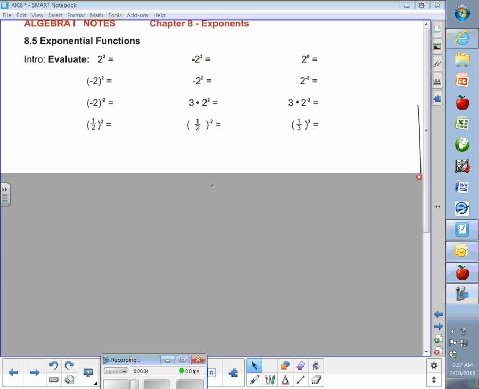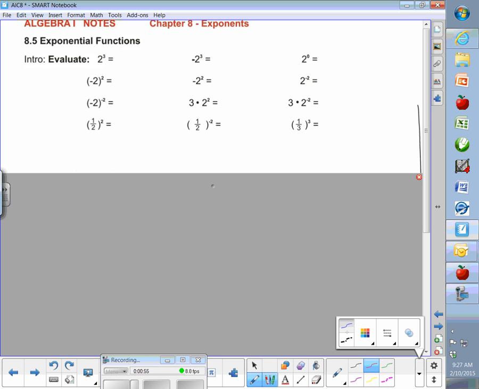To be ready to do exponential functions, we've got to make sure that we can handle exponents. So I need to go through and do a review here of the exponents and make sure that we're good with figuring out the value. So the first one's pretty simplistic. I think we all understand.